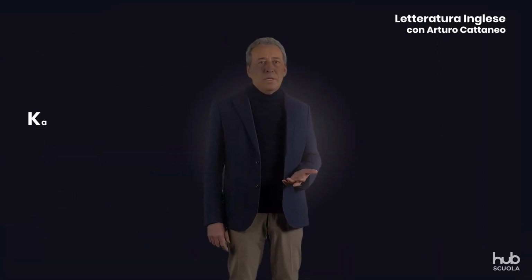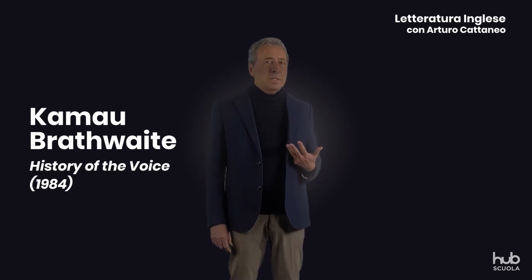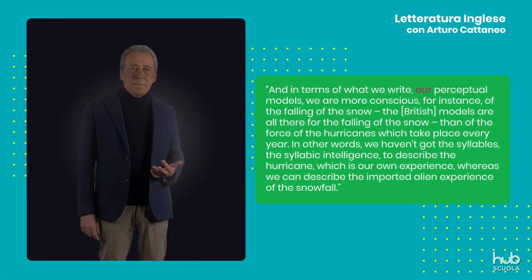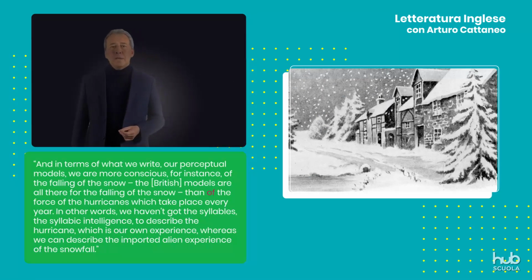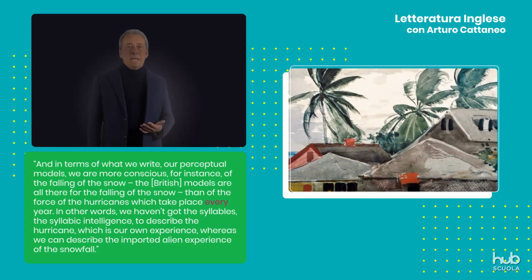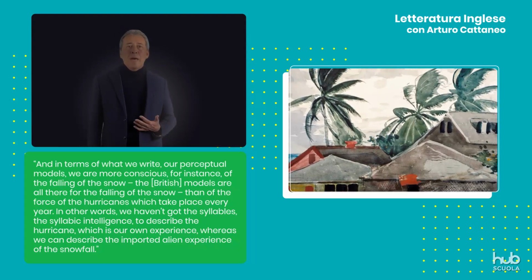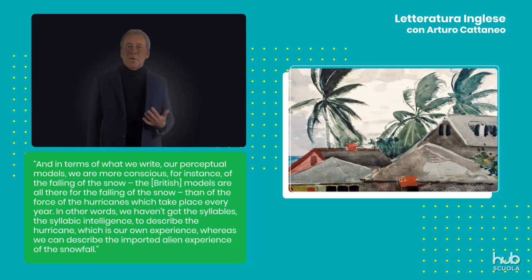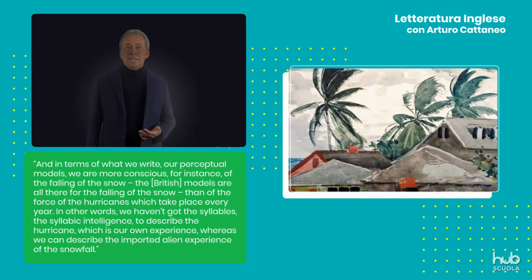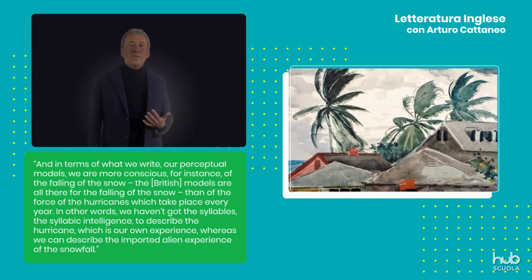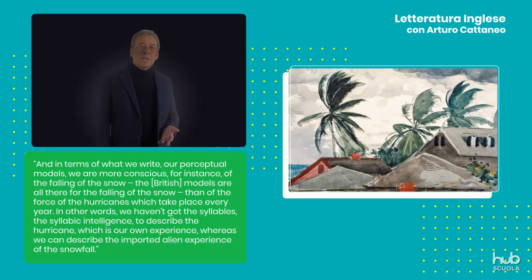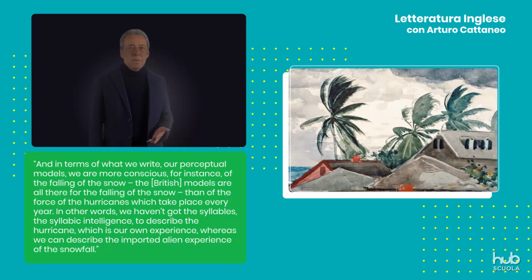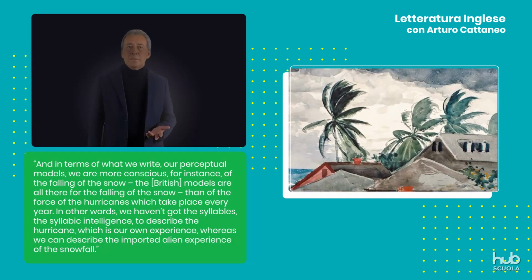This is a short excerpt from History of the Voice by the West Indian writer Kamau Brathwaite. In History of the Voice, he writes, "And in terms of what we write, our perceptual models, we are more conscious, for instance, of the falling of the snow than of the force of the hurricanes which take place every year." The falling of snow. Why? Because the English models are all there for the falling of the snow, because there are countless English poems or prose passages which deal with the falling of the snow, while there is no single poem in the traditional canon of English literature which tells of the hurricane. Why? Because that doesn't happen in England or in Britain.